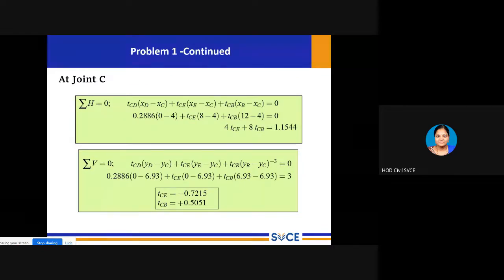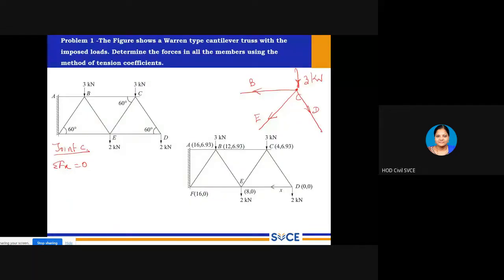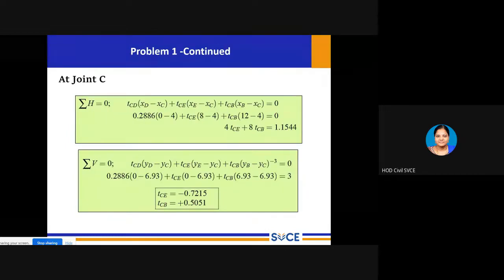You have TCD, TCE, TCB. So TCB into (XB minus XC) plus TCE into (XE minus XC) plus TCD into (XD minus XC). Do you have any forces in the X direction? External force? No. So simply you have zero. Right? So this is the equation.